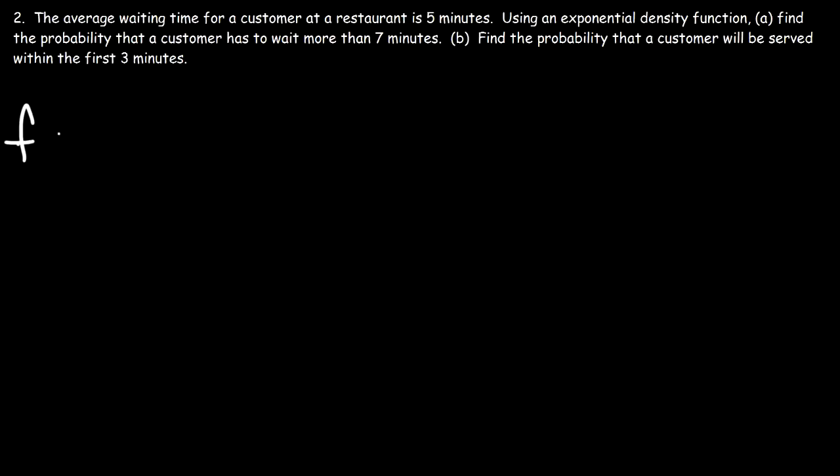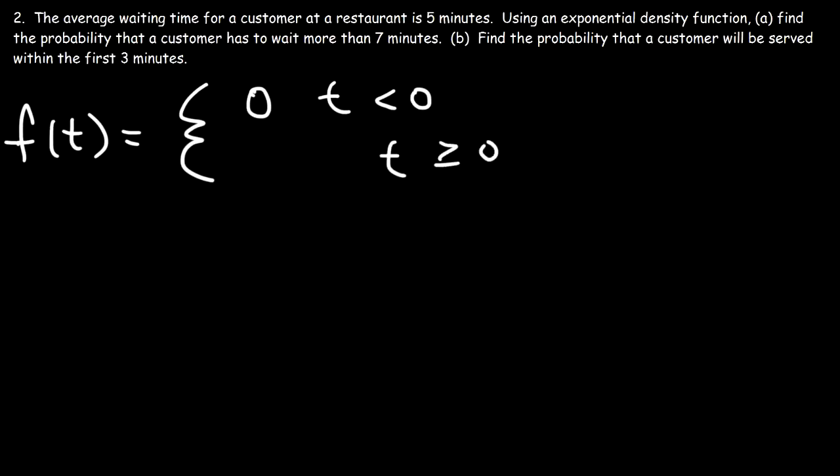So to find this function, it's going to be 0 when t is less than 0. You can't wait for less than 0 minutes. And then when t is greater than or equal to 0, we have this exponential function. It's 1 over the mean times e raised to the negative t divided by the mean. And the mean represents the average waiting time, which is 5 minutes.